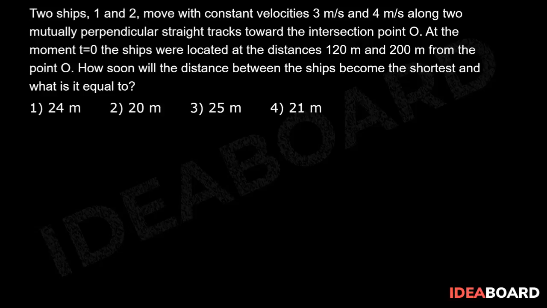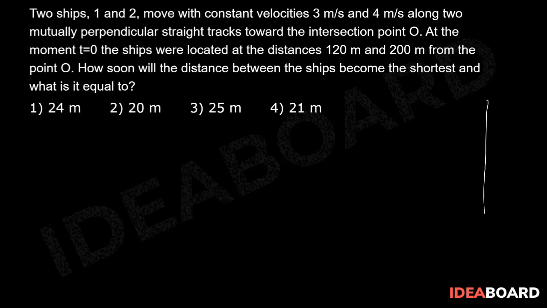Two ships 1 and 2 move with constant velocities 3 meter per second and 4 meter per second along two mutually perpendicular straight tracks towards the intersection point O. At the moment t is equal to 0, the ships were located at distances 120 meter and 200 meter from the point O. How soon will the distance between these ships become the shortest, and what is it equal to?